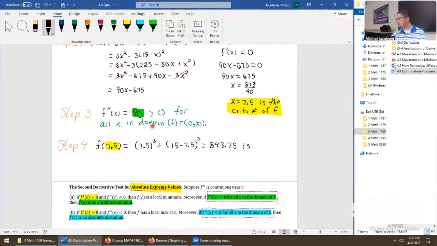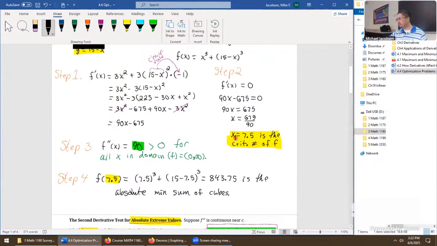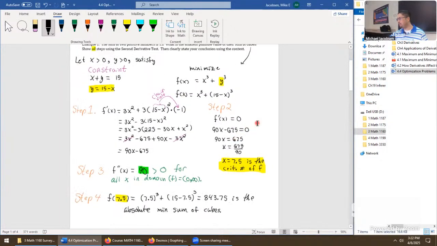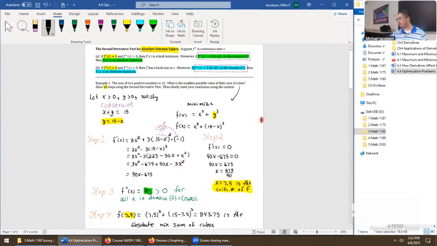And this is the absolute minimum sum of cubes. So that's the process, folks. Let's maybe go back to here, see if we can take a full view of the problem and solution.